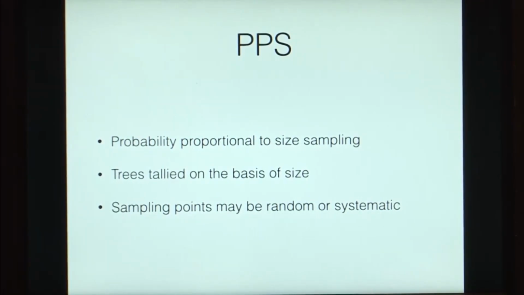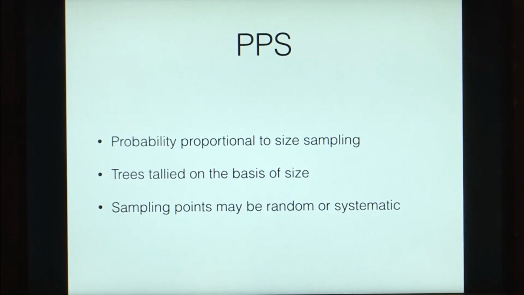Point sampling is a way of sampling that goes by the name of probability proportional to size sampling. Essentially, the probability of a tree getting into your sample will depend on the size of the tree. So, trees are tallied on the basis of their size. What does that mean?